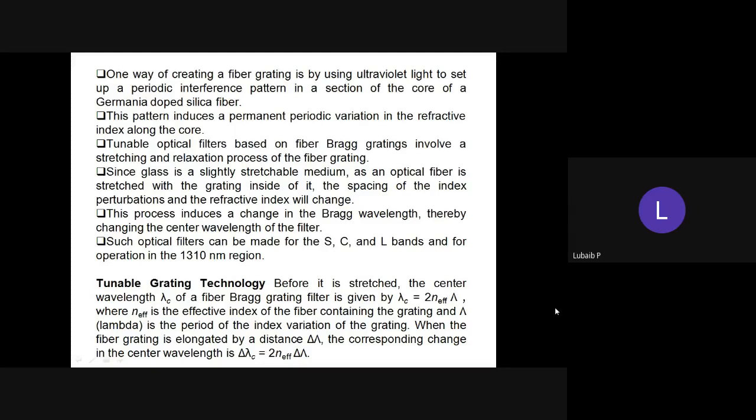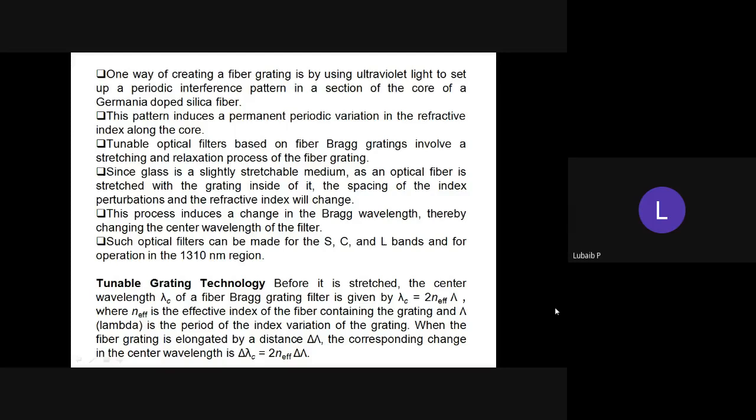So as an optical fiber with a grating inside it is stretched, the spacing of the index perturbation and the refractive index will change. This process induces a change in the Bragg wavelength, thereby changing the center wavelength of the filter. Such optical filters can be made for the S, C, and L bands and for operation in the 1310 nanometer region. So these can be used in the different bands: S band, C band, L band, etc.